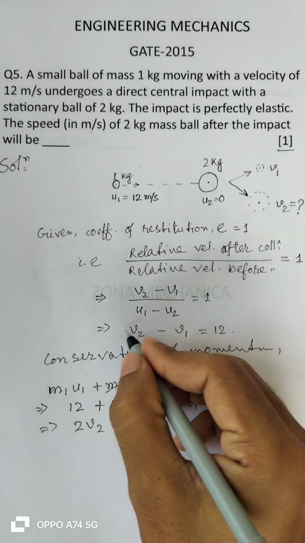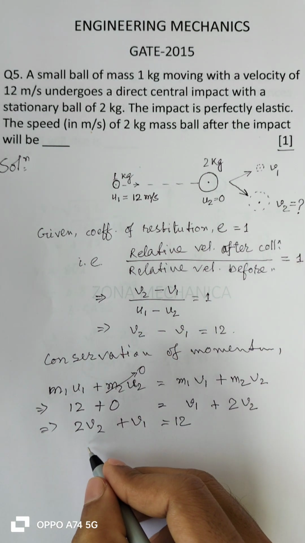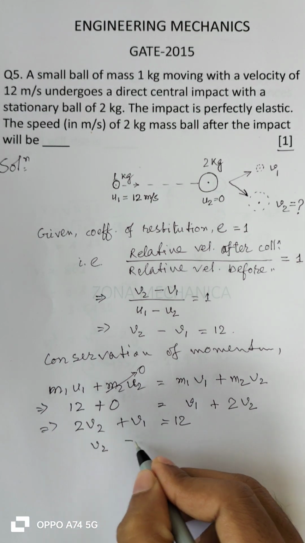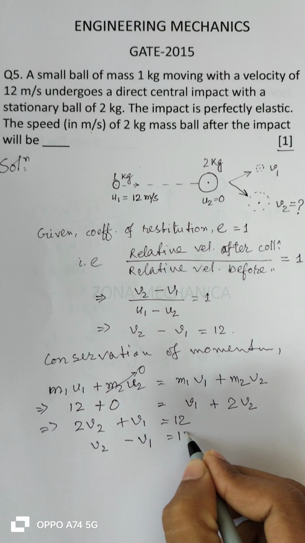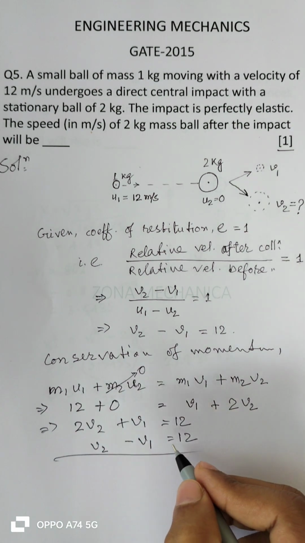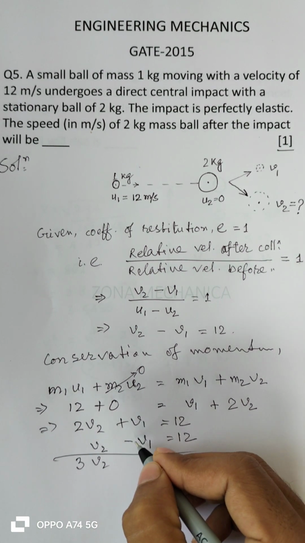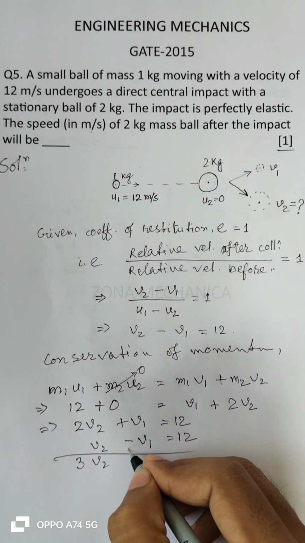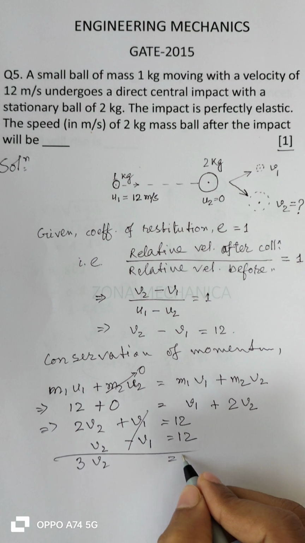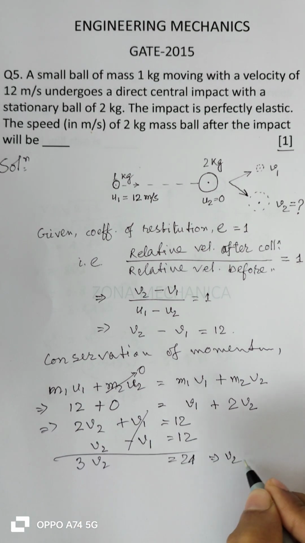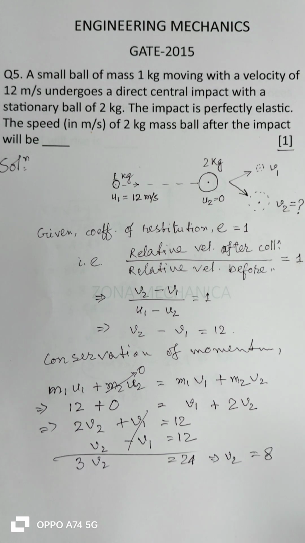So writing this expression here just below this one for the simplicity, v2 minus v1 is equal to 12. So now adding both the equations, so 3 v2 and this is 0, okay, so is equal to 24. That implies v2 is equal to 8.